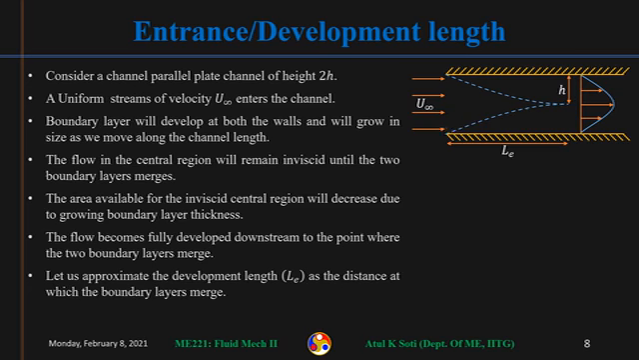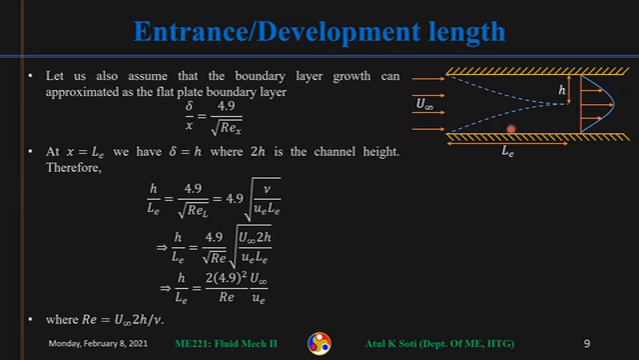So how can we find this out? Till now, we have studied boundary layers in general for flow over bodies with small curvature. But as far as solutions are concerned, we only know the solution for flow over a flat plate, right? So we can approximate the boundary layer growth in this channel with the boundary layer growth for flow over a flat plate. Let us assume that.